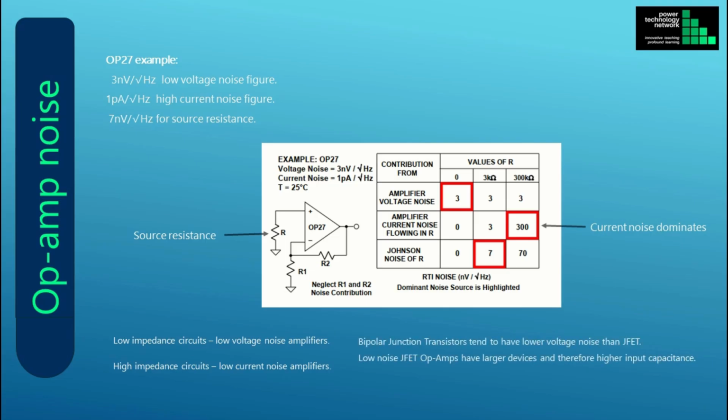Bipolar junction transistors tend to have lower voltage noise than JFET. Low noise JFET op-amps have larger devices and therefore higher input capacitance.